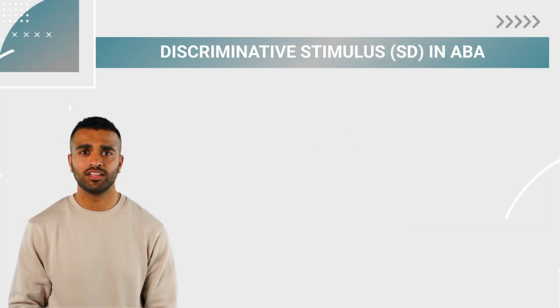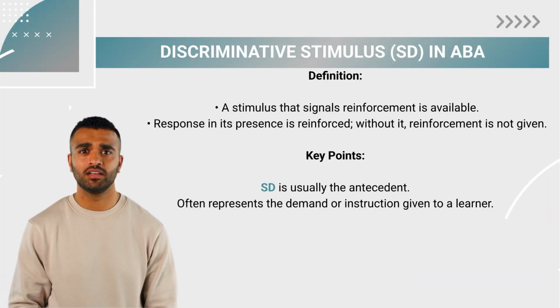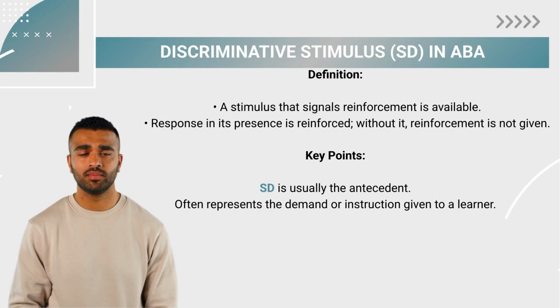Discriminative stimulus, or SD in ABA, is a stimulus that signals reinforcement is available. That is, in the presence of the stimulus, if a certain response occurs, then the individual will get reinforced. If the stimulus is not present, then a response will not be reinforced. An SD is typically the antecedent. Furthermore, the SD is typically the demand being placed on a learner.